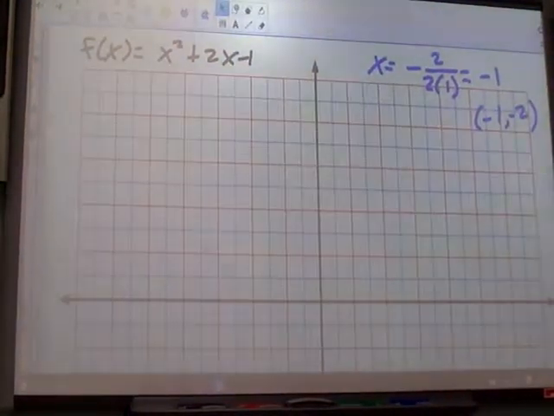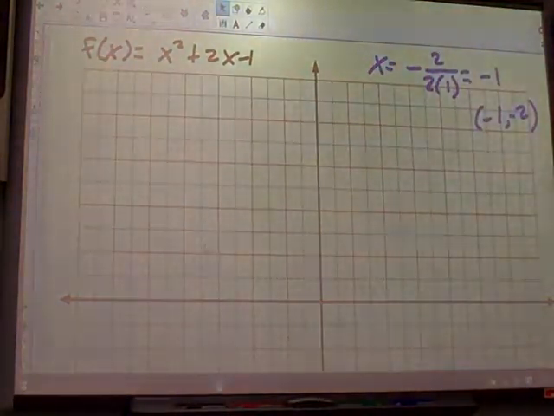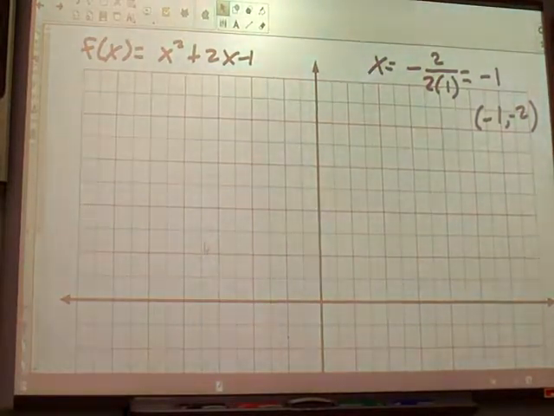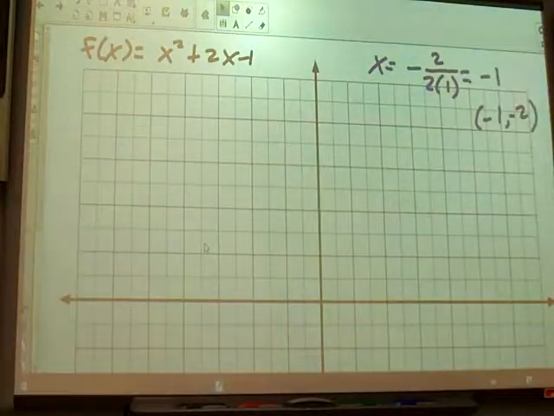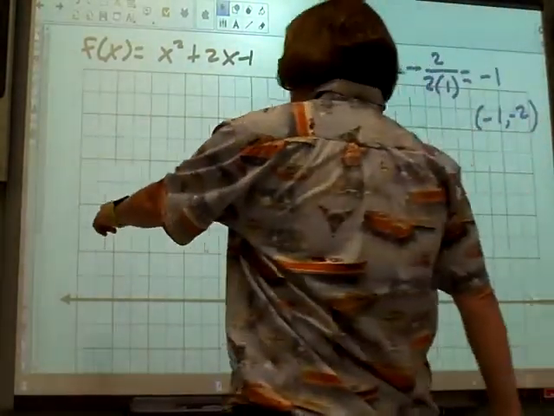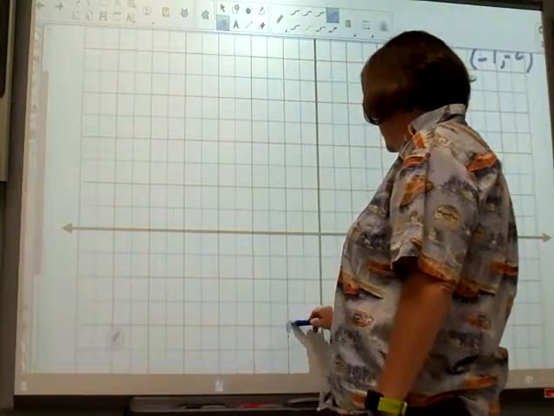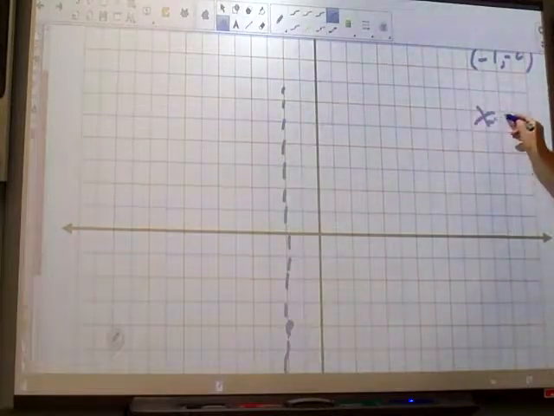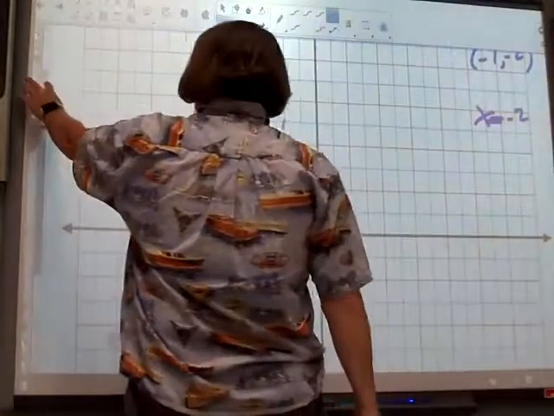Let me see what we got going. -1 squared is 1. Right here, positive times a negative is a negative. Oh, you got that. Yeah, so 1 plus -2. It's because I put it in. Glad I could help. All right, so I'm going to go left 1 and down 2. So that's my axis of symmetry at x equals -1. Does this have a minimum or a maximum?